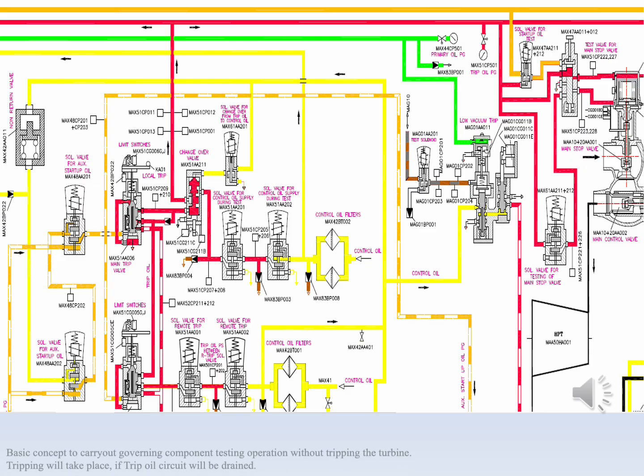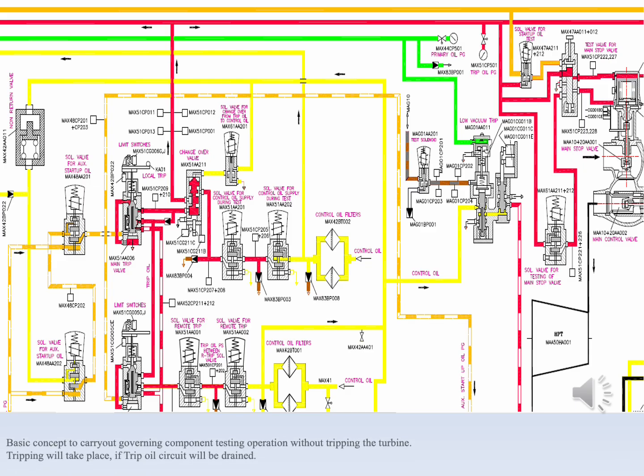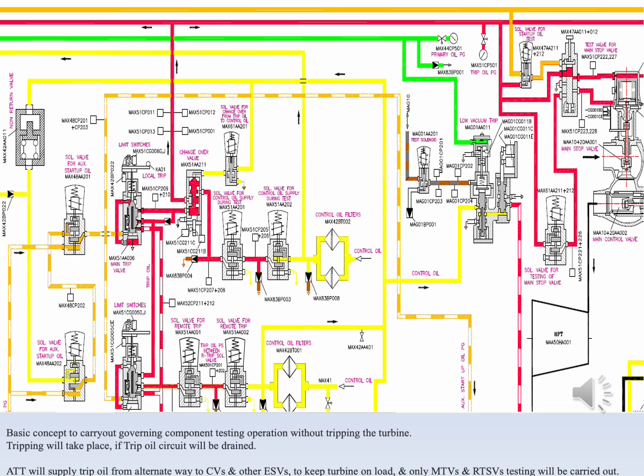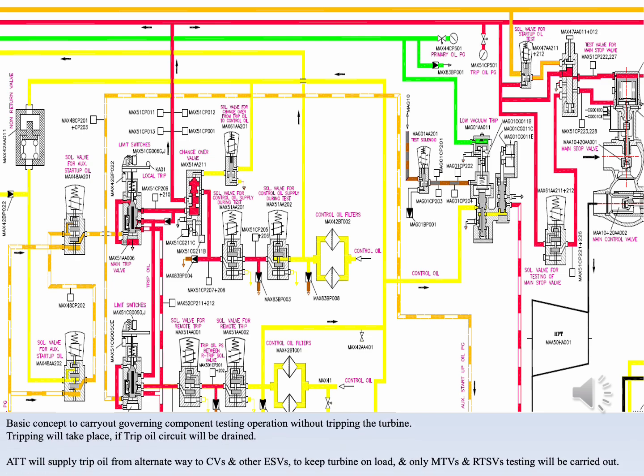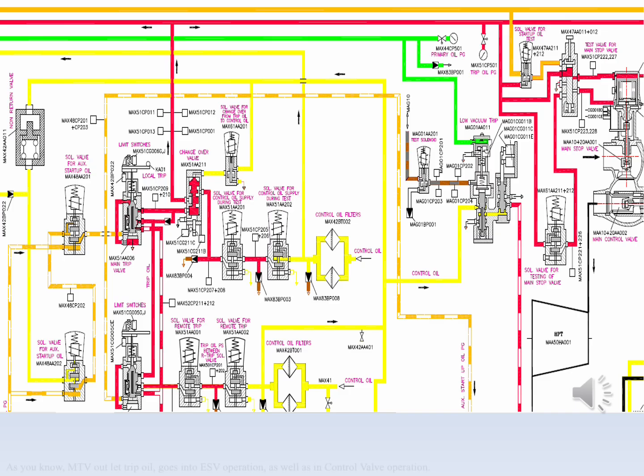The basic concept is to carry out governing component testing operation without tripping the turbine. Tripping will take place if the trip oil circuit is drained. ATT will supply trip oil from an alternate way to CVs and other ESVs to keep the turbine on load, and only MTVs and RTSVs testing will be carried out.